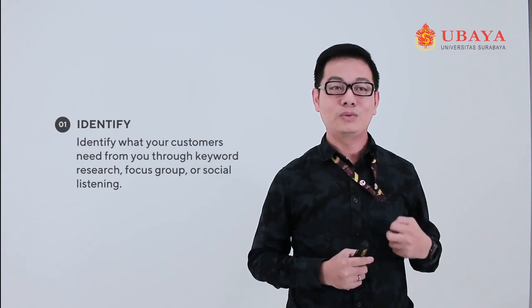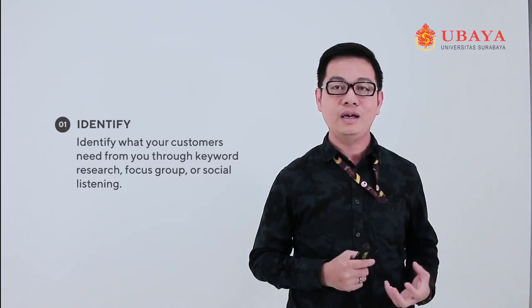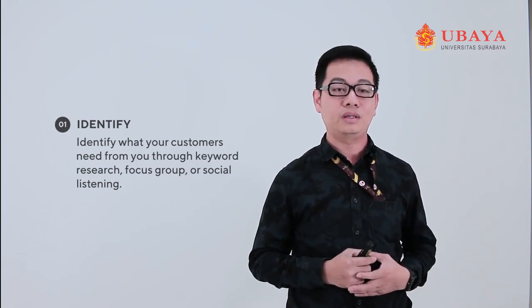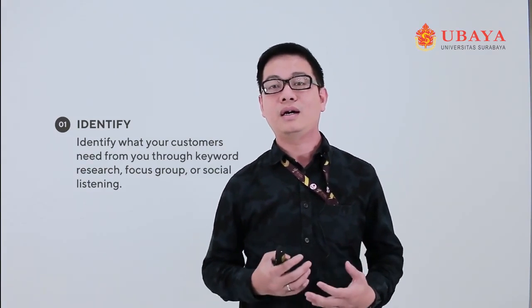Next one. This is a very simple matrix. We have 4 steps. The first one is identify. Of course, because we try to review the customer needs, identify is talking about identifying what the customer needs from you through keyword research. And also last week, we studied how to conduct focus group discussions, observations, interviews, and what else? Do you remember? Okay, good. So we are talking about ethnography.